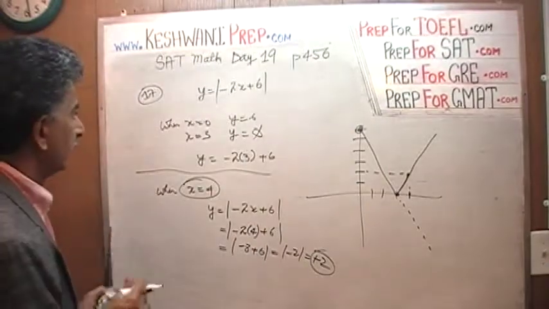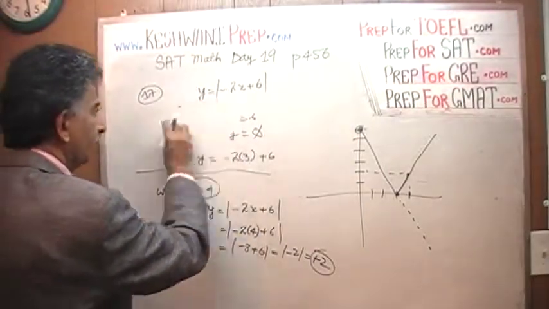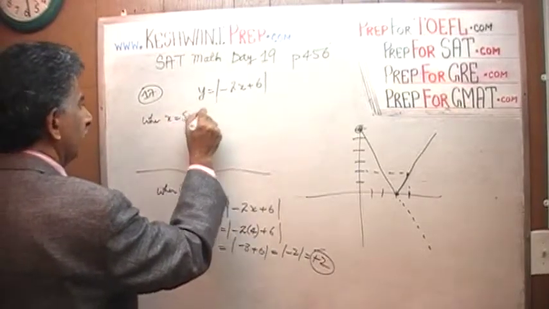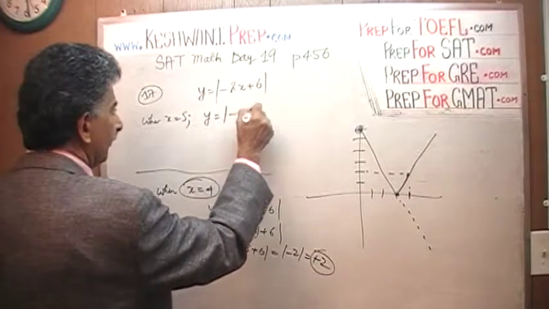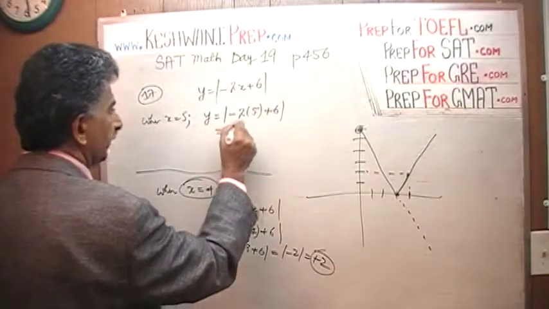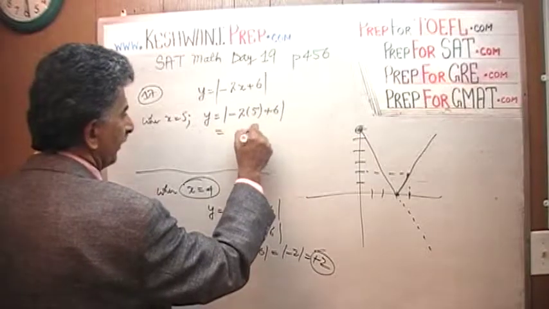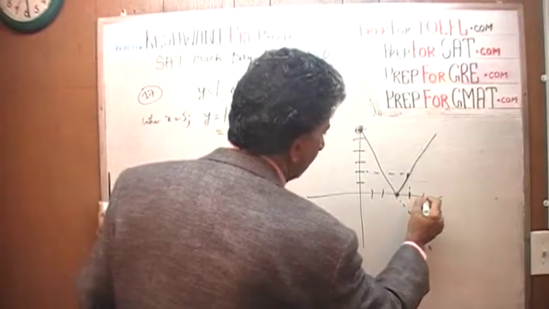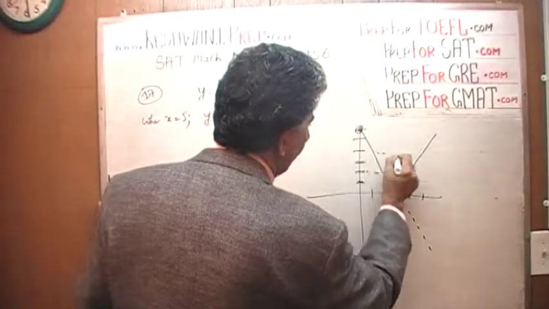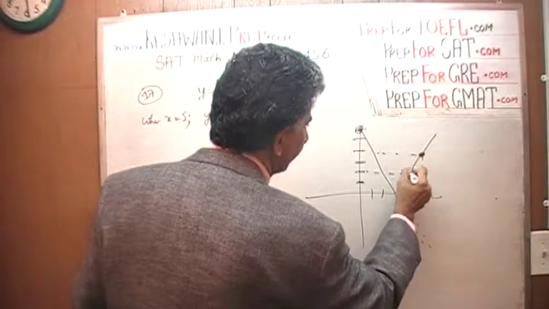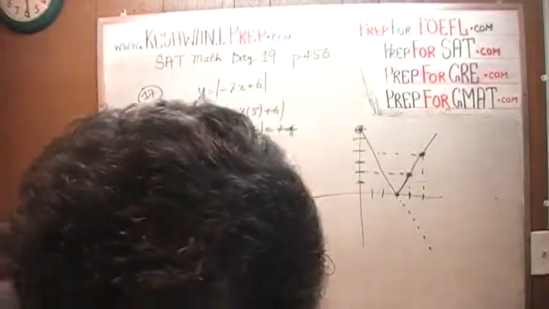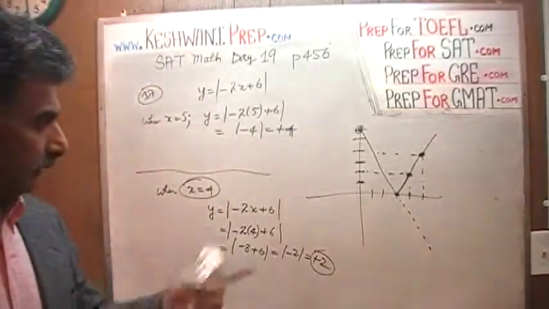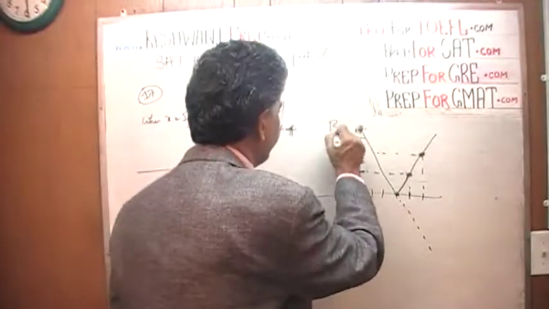We can do one more if you like. When x is 5, y is going to be negative 2 times 5 plus 6, which is negative 10 plus 6, which is negative 4, which is going to be positive 4. 1, 2, 3, 4. There, you see? Right there. And that's it. That's your graph. That's answer choice B.